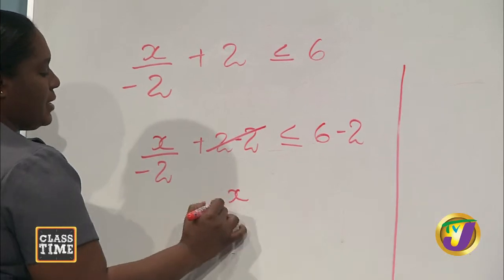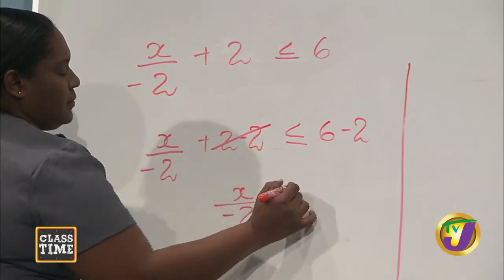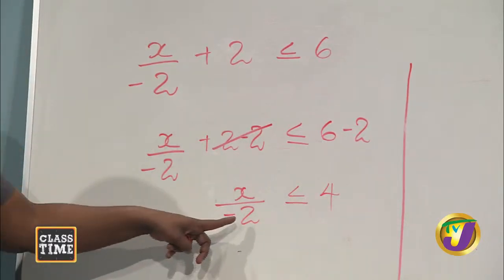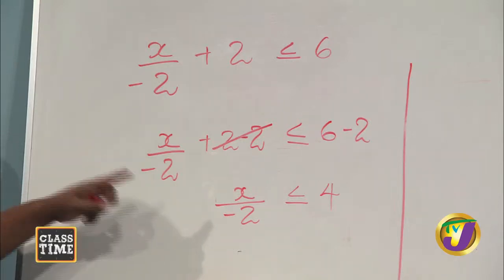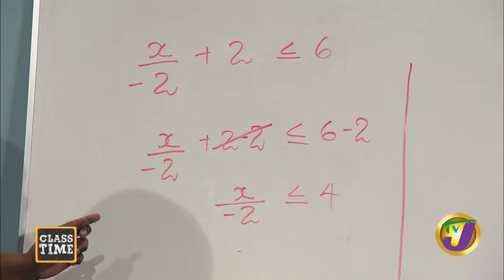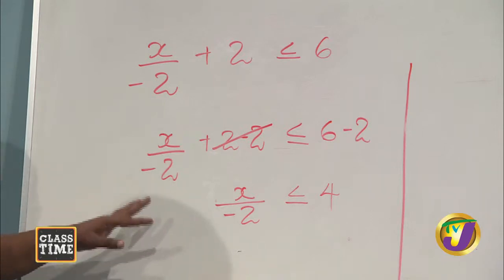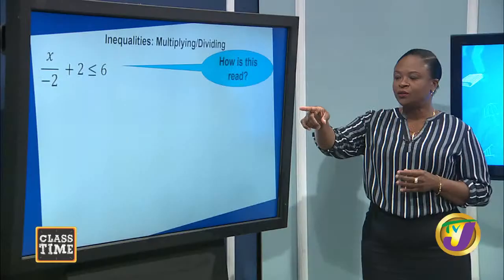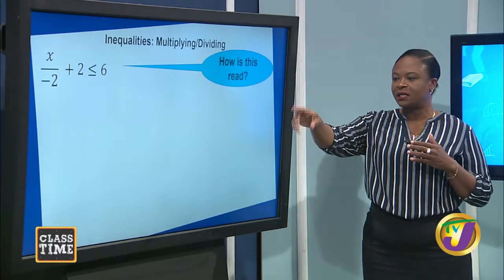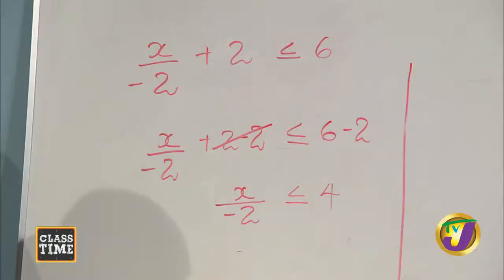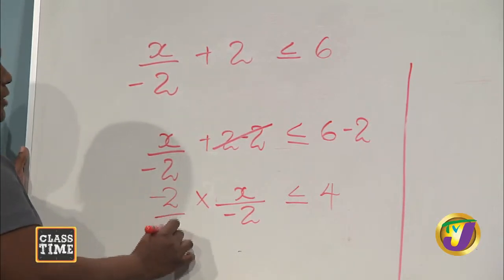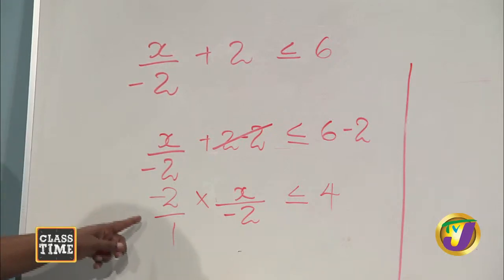So we are left with x divided by negative 2 is less than or equal to 4. Good. Now, that's where the division comes in, and we are dividing by a negative 2. So we need to take into consideration what happens when we are dividing or multiplying by a negative number. So right here, in order to get x as a subject, we're in fact going to multiply, because in the original problem, it says divide. So we are going to be multiplying both sides by a negative 2.